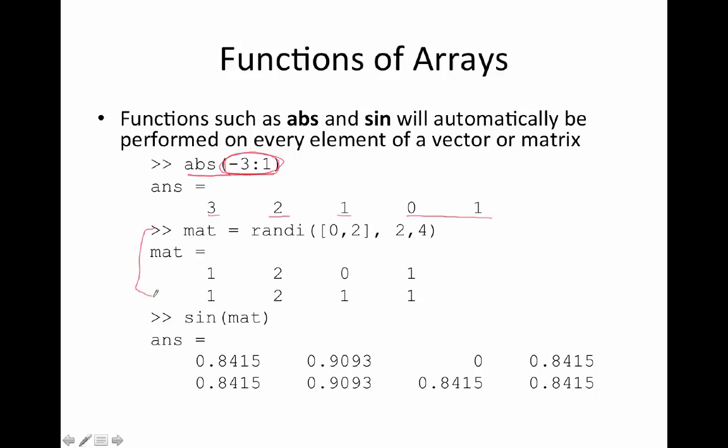Here's another example. Here's a matrix. Here's a 2x4 matrix of random integers in the range from 0 to 2. And then I could say sine of the matrix. So I'm going to get, as a result, a matrix with the same dimensions where, again, it's automatically looping through all of the elements and giving me the sine of each element in the matrix. No for loops necessary.